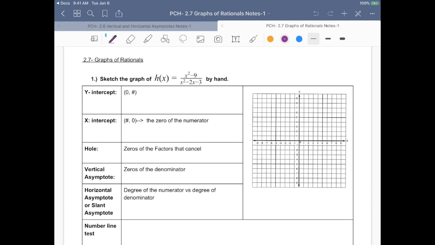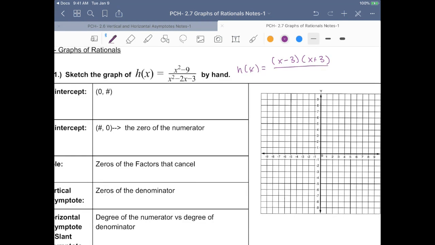We're graphing rational functions. There are basically 7 steps that give us ideas about how to sketch a rational function. And we're going to do these without a calculator. So first, we're going to factor the top and the bottom. When I factor the top, I get h of x is equal to (x minus 3) times (x plus 3) all over (x minus 3) times (x plus 1).